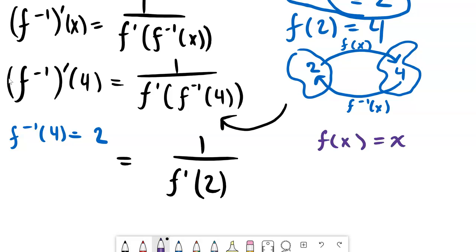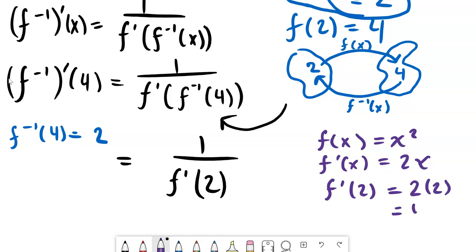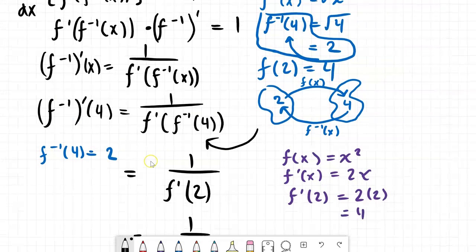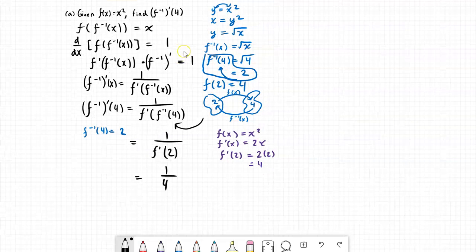Since our function is this, we just simply want f prime of 2. If we find the formula for the derivative using the power rule and then plug in 2, we get 2 times 2, which is equal to 4. So in all, what do we get? We get 1 over 4. And that's the derivative of the inverse function of x squared at the point x equals 4.